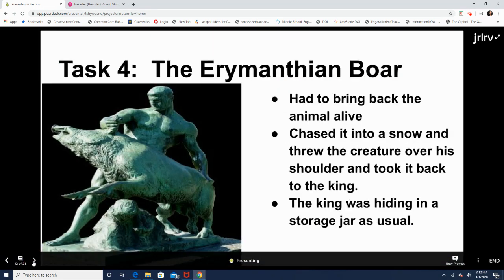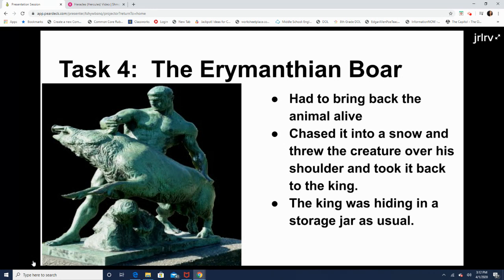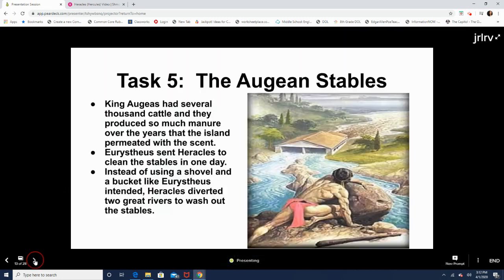Task 4, the Erymanthian boar. Heracles had to bring back the animal alive, chase it into the snow, and threw the creature over his shoulder and took it back to the king. The king was hiding in a storage jar as usual.